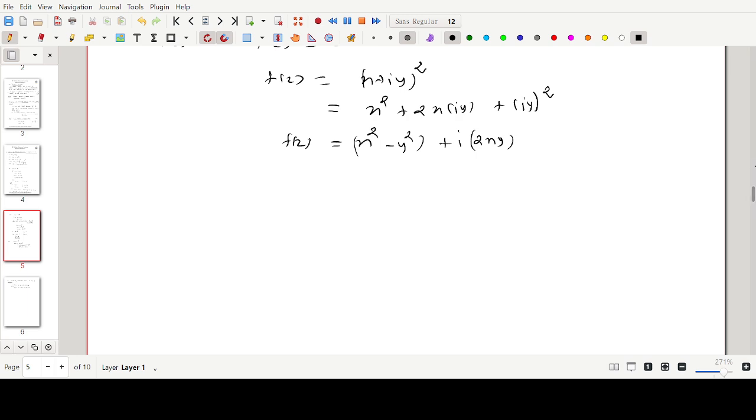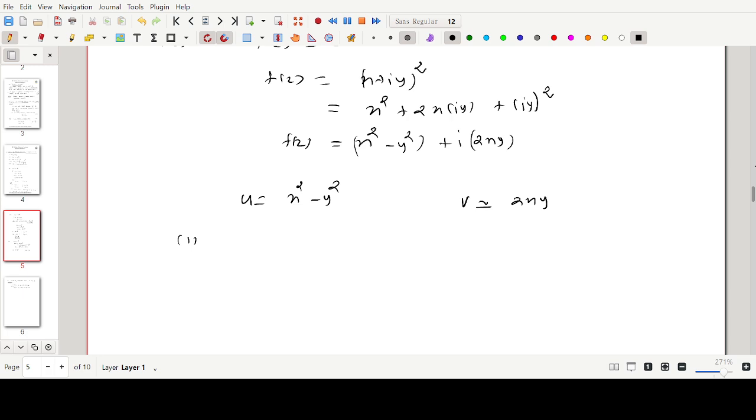So from that function, just equating real and imaginary parts, this is the given function. Is this complex function analytic or not? How can I say? By using the CR equation. How can I check the CR equation? First find out the real part. What is the real part of the function? x square minus y square. What is the imaginary part of the function? v is equal to 2xy.